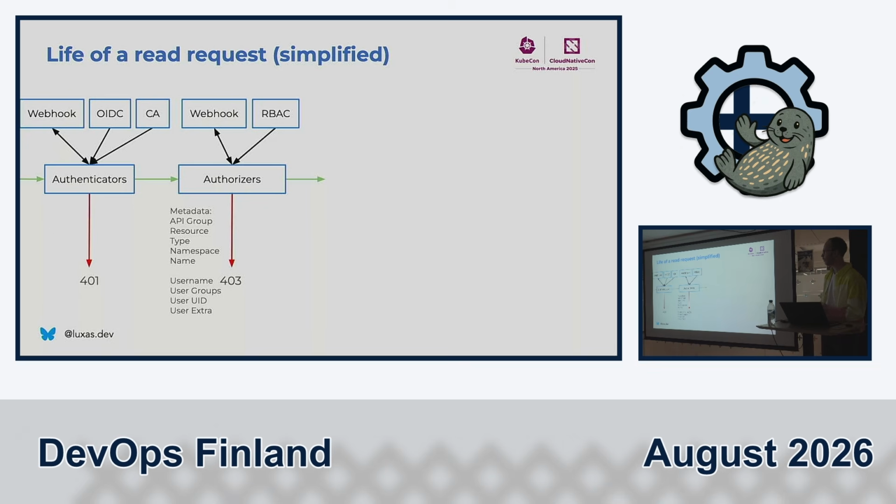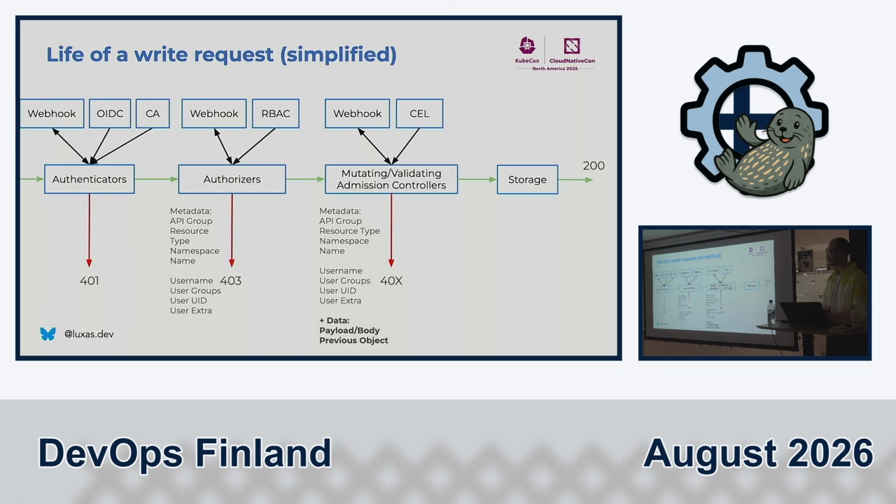So this is what you can reason about when making these policies. And notably, the request payload is not here, right? So if a user creates an object, say they try to create a workload, now that is not part of this place here. That comes later, at the third phase.